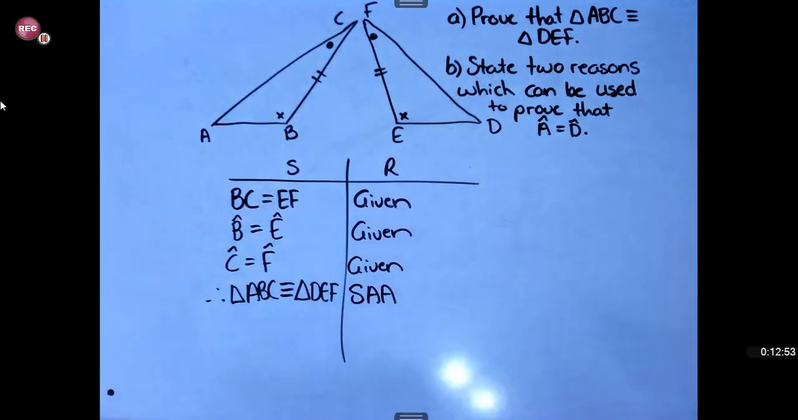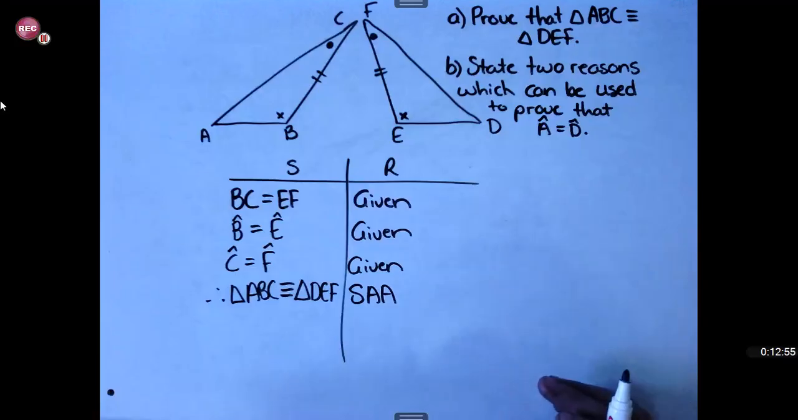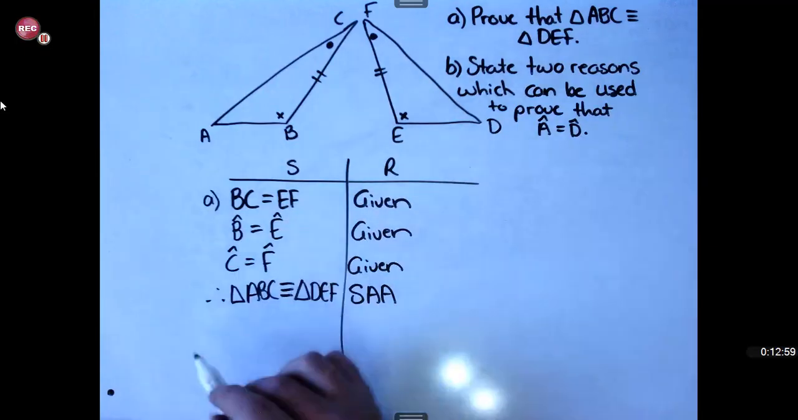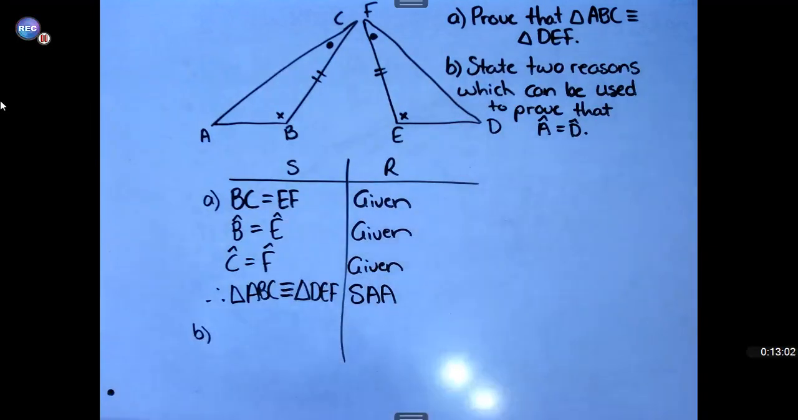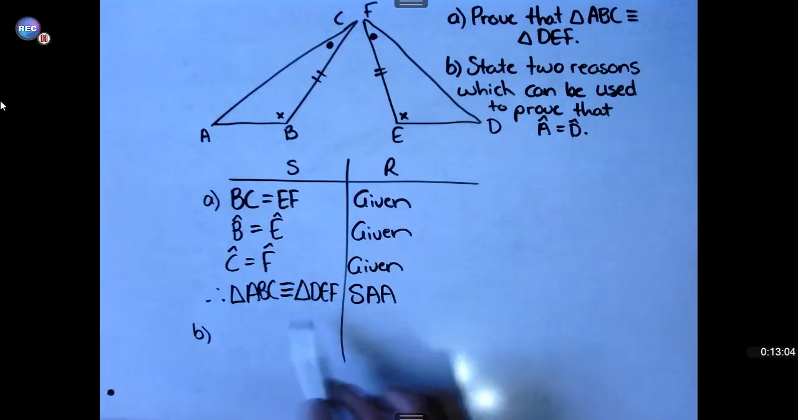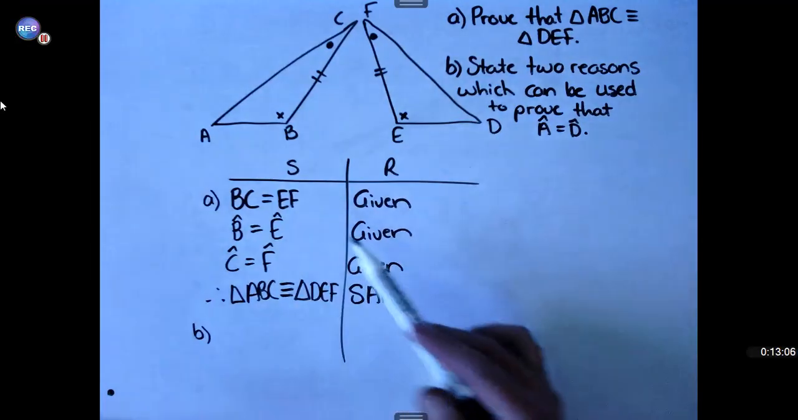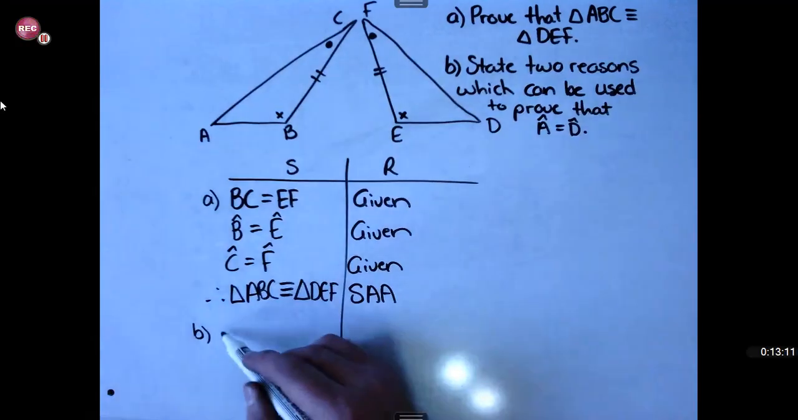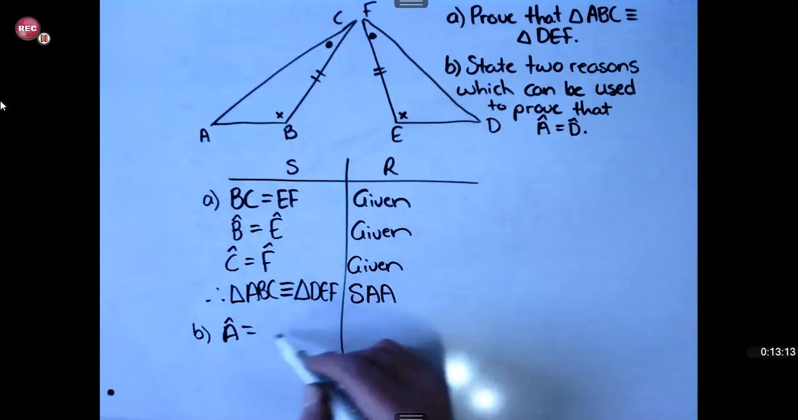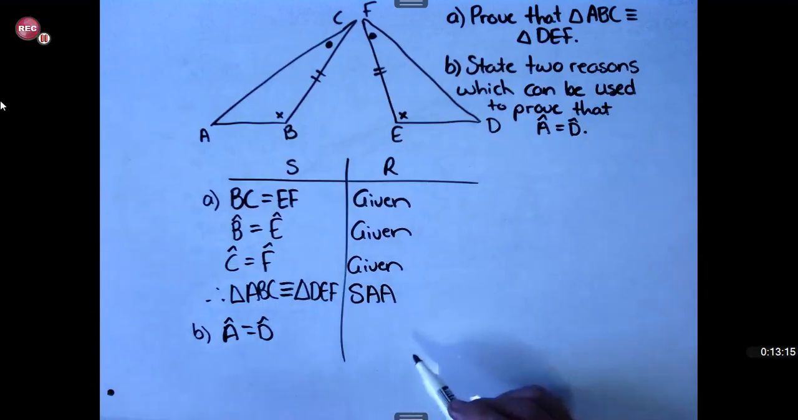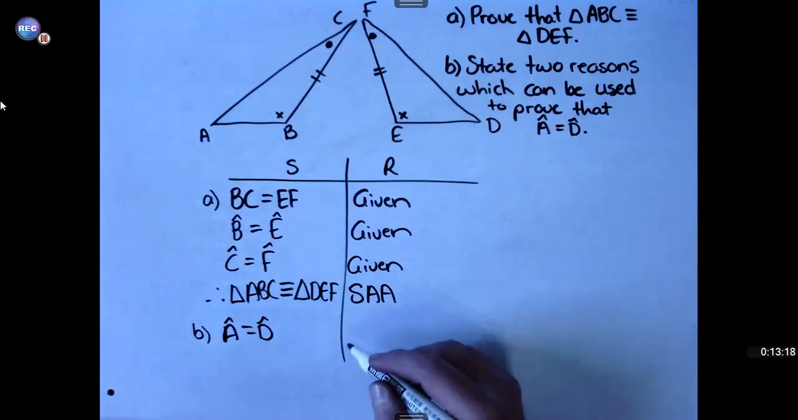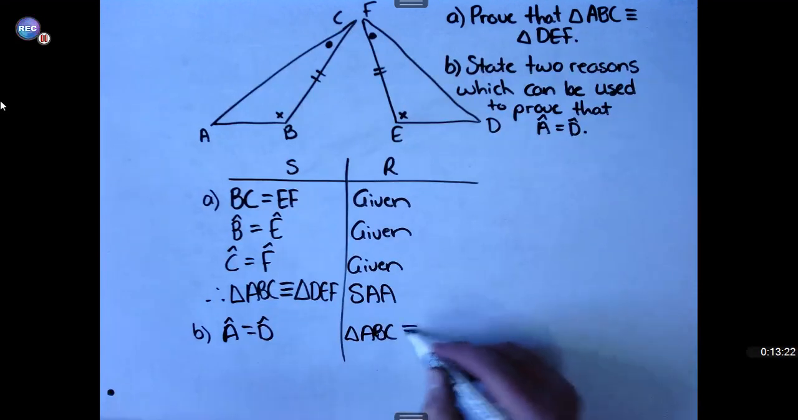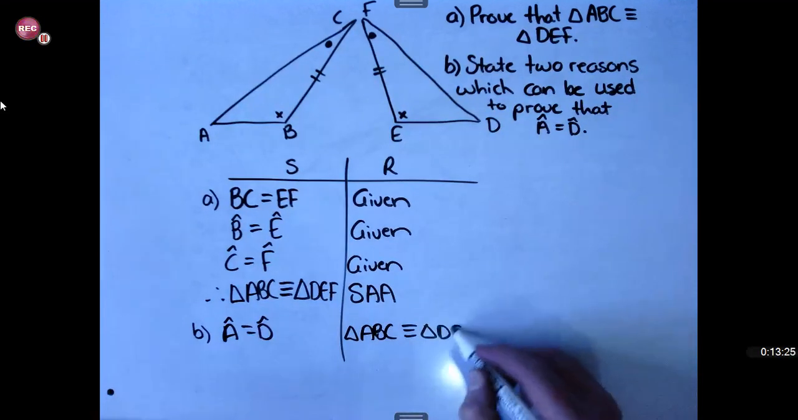So, for the first one, it's easy. Okay? The first one is very easy. So, remember, this is question A, then we'll do question B over here. The first one is easy. The first reason you've done in the previous question. You've already proved it. So, because the triangles are congruent, then obviously angle A and angle D would be equal to one another. So, angle A is equal to angle D. And your first reason out of the two is the fact that triangle ABC is congruent to triangle DEF.